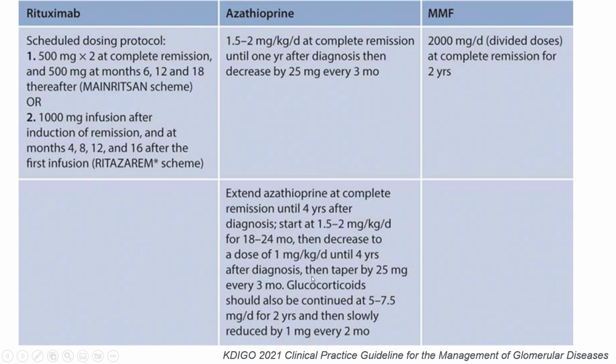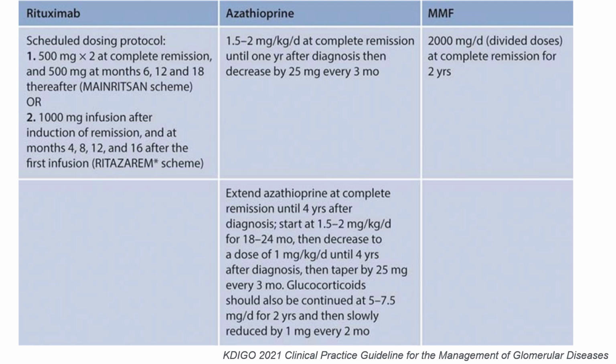And you can see here the doses of drugs for maintenance therapy. For rituximab, you start with 500 milligram for 2 doses at complete remission, then 500 milligram every 6 months. So there are 3 doses, and this is the MAINRITSAN scheme. Or you can use 1 gram infusion after induction of remission, and 1 gram at 4, 8, 12, and 16 months, which means every 4 months after the first infusion, and this is the ERA-EDTA scheme.